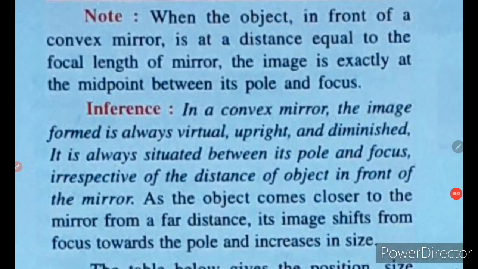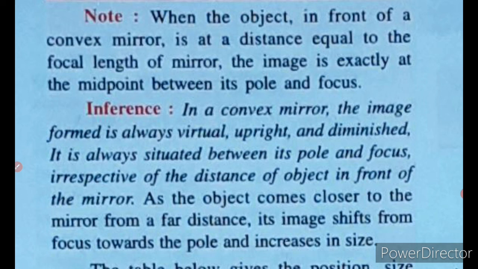So here is a small note for the convex mirror as well. When the object in front of the convex mirror is at a distance equal to the focal length of the mirror, that means you are keeping the object at the distance of focus. Suppose the focal length was 5 centimeter and you keep the object at 5 centimeter in front of the mirror, then the image is exactly at the midpoint between the pole and the focus behind the mirror.